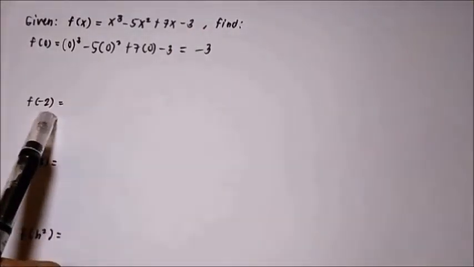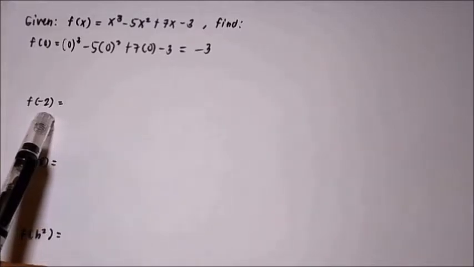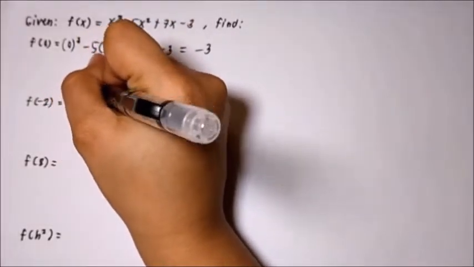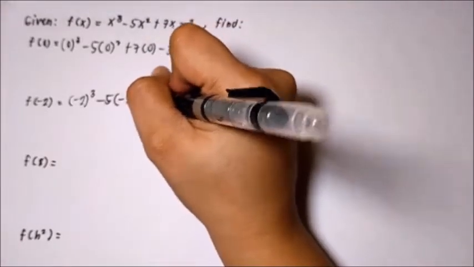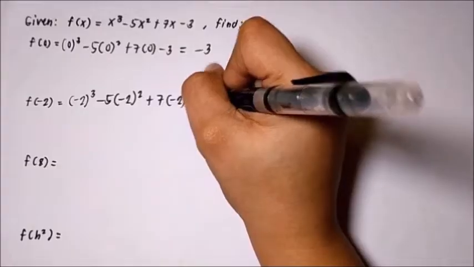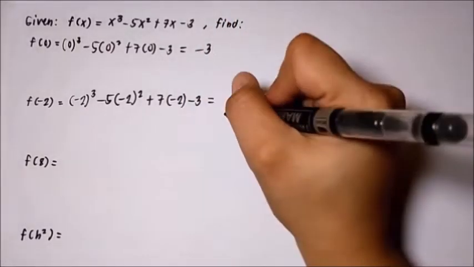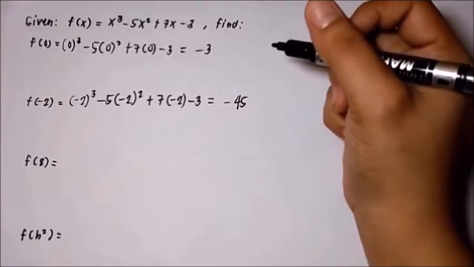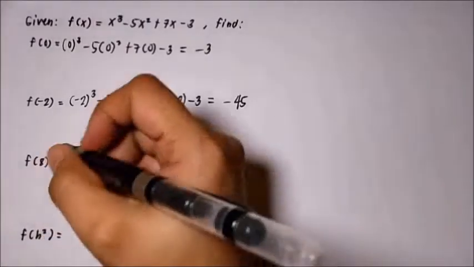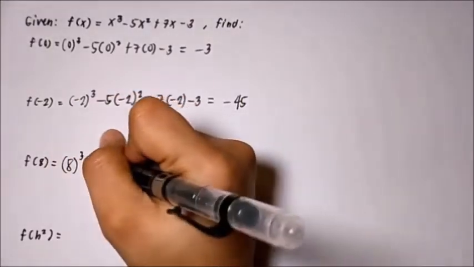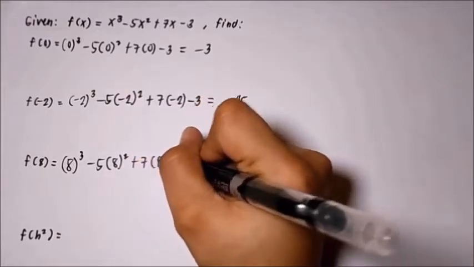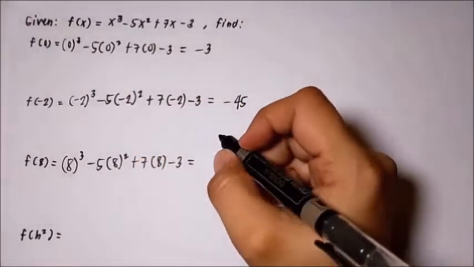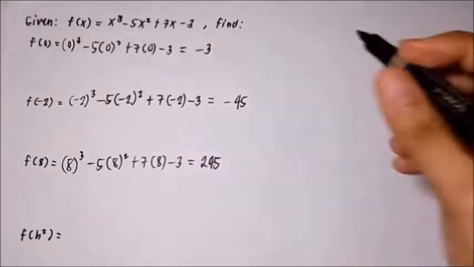Let's have another given: f of negative 2. So substituting negative 2 for all the values of x, we now have negative 2 raised to 3, minus 5 times negative 2 squared, plus 7 times negative 2 minus 3. So the result of this now is negative 45. Another function is f of 8. So we have 8 raised to 3, minus 5 times 8 squared, plus 7 times 8 minus 3. If we evaluate this, the result would be 245.